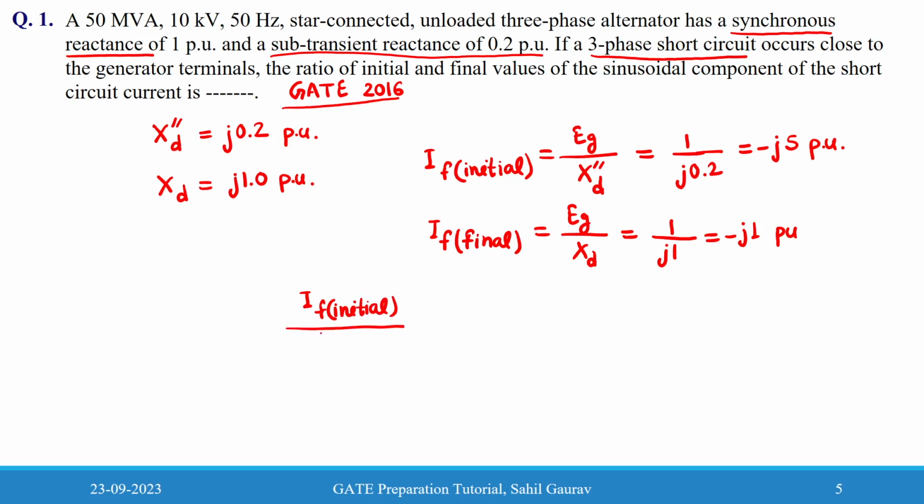I_F initial divided by I_F final. So it will be minus j5 divided by minus j1. 5 will be the answer. So this is a little bit simple problem. So it is for only 1 mark.